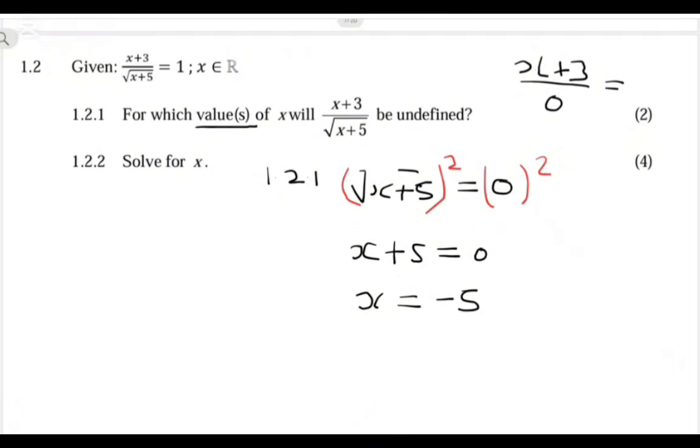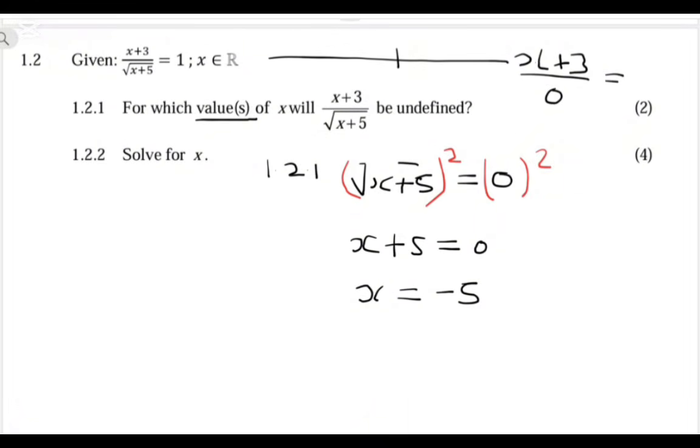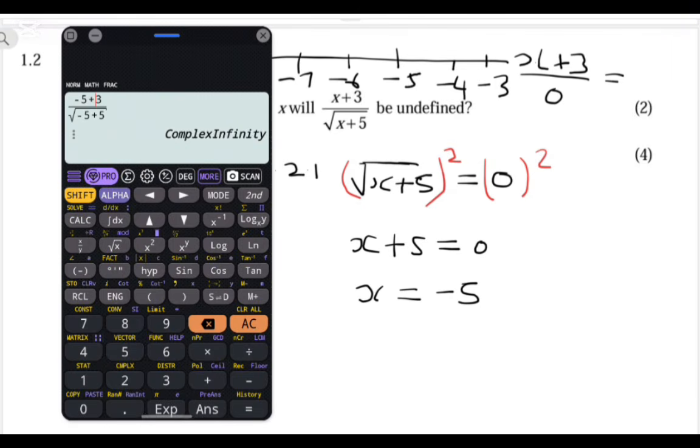To find the rest, I advise you to use the number line to understand this. The first value that we have here is -5, and then there's -6, -7, -4, -3. So I'm just going to use our calculator to find those missing numbers. If we take out our calculator and try numbers greater than -5, we put -4, for example, and we get -1. It does not give us undefined. And when we try -3, for example, we get 0, not undefined.